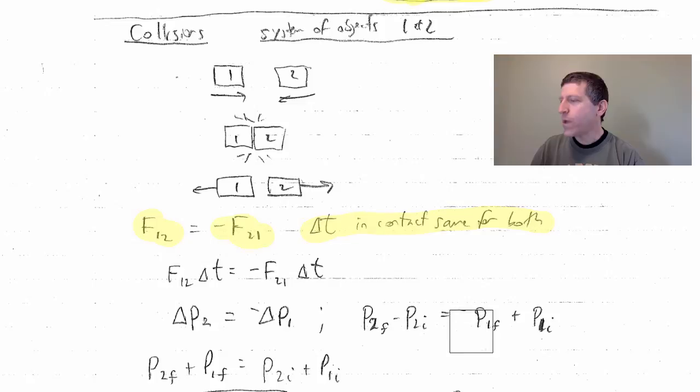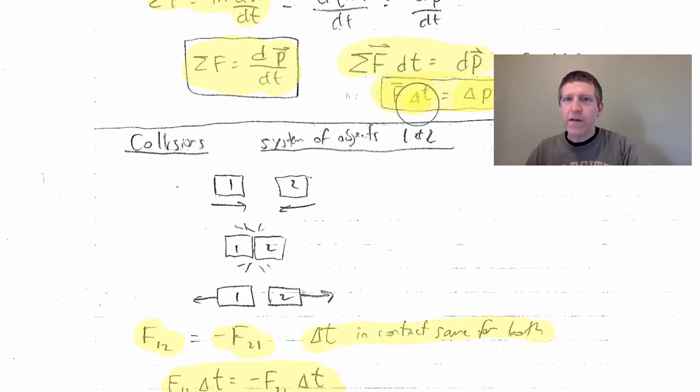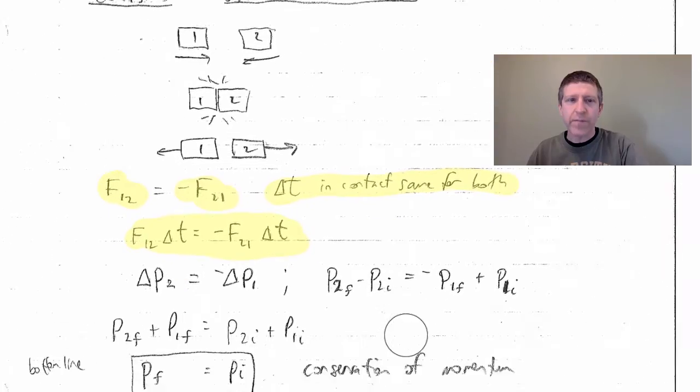So what we end up with is I'm just going to multiply both sides of this relationship by delta t, because the delta t is the same for both. And you'll see that this is kind of what we just did over here. If you take a look back over here, notice that F delta t is the change in momentum. That's how we're going to connect this with momentum.